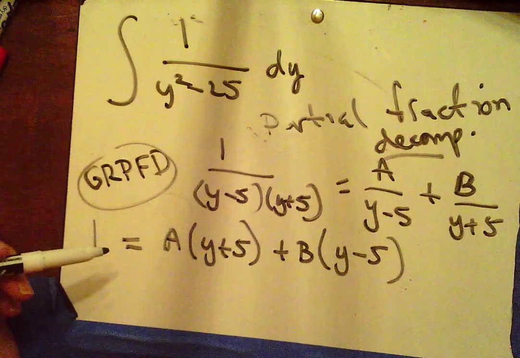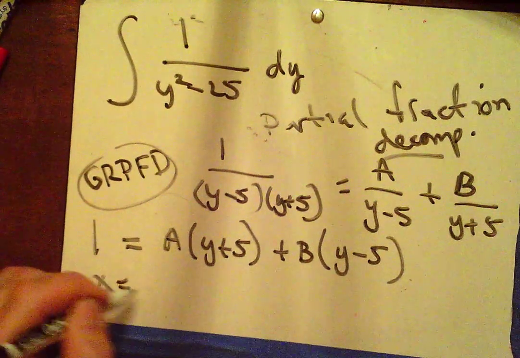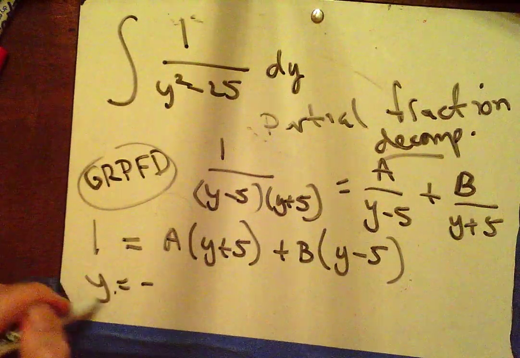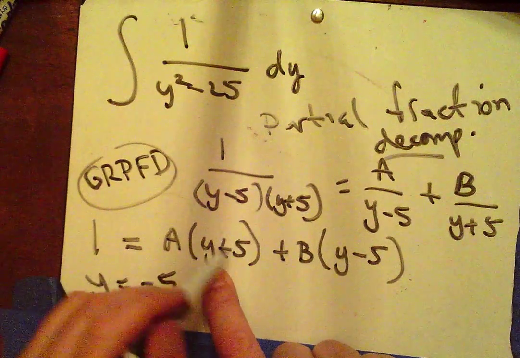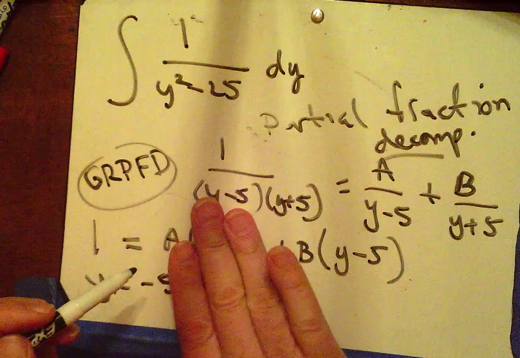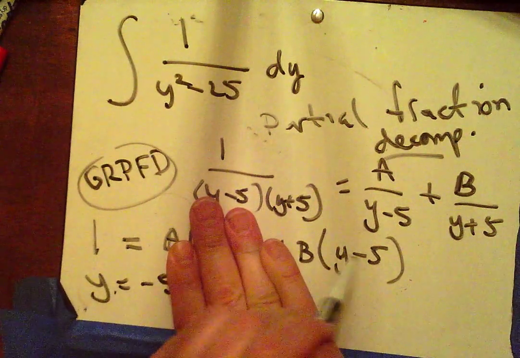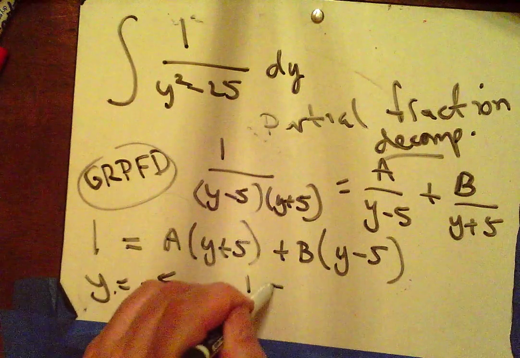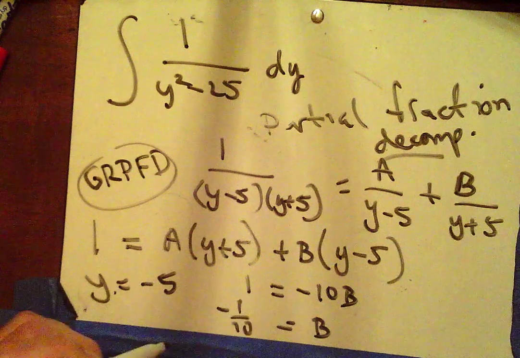Okay. So how do we solve this? Well, I like using magic numbers here. How about y equals -5? If I plug in a -5 for y, this becomes 0. 0 times a, that goes away. If I plug in a -5 here, I get -5 minus 5 is -10. 1 equals -10b, and b equals -1/10.